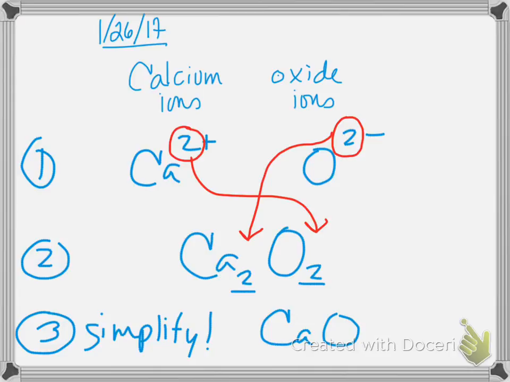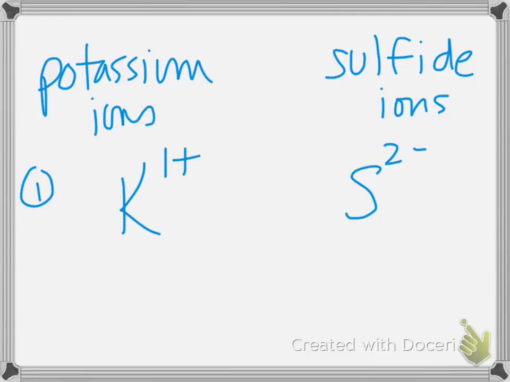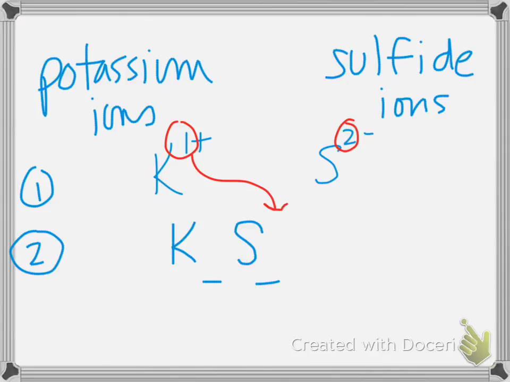Okay, one more together, and then we'll go on to naming from formulas. What would the potassium ion's charge be? 1+. Sulfide would be 2- because it's in the same group as oxygen. So sulfide 2-. So that's step 1, just writing our ions. Step 2, we're going to do the crisscross. I'm going to write these shoulder to shoulder with little spaces for number, and we get K2S1.